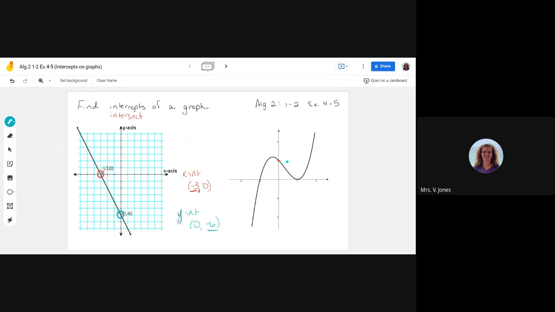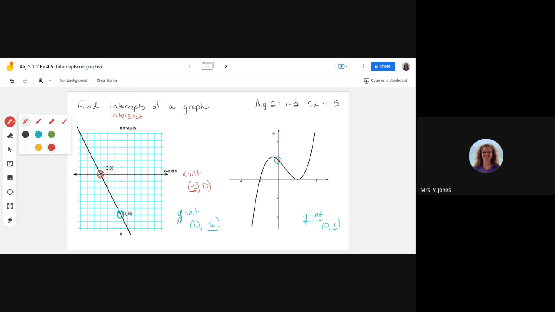Even if you have a curve, it's still the same way. So I'll start with the y-intercept this time. You're looking for the y-intercept. That curve hits at one spot, so it hits at 0, 1. So the y-intercept is 1.